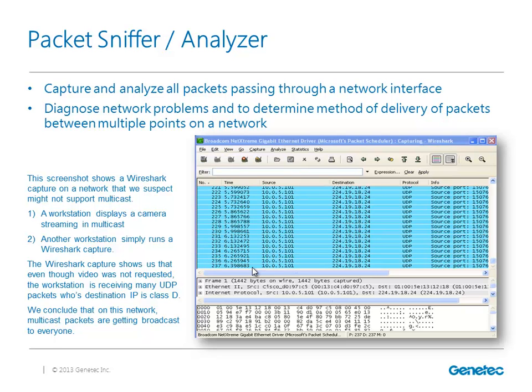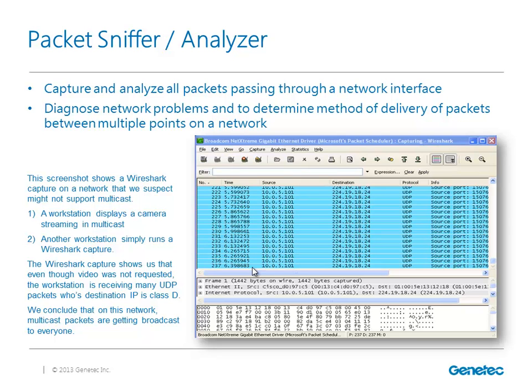Ultimately, Genetec's tech support department will often turn to a packet sniffer as the final troubleshooting tool for network video problems. A packet sniffer, or protocol analyzer, is software that captures and analyzes all packets passing through a given network card. It's used to diagnose network problems and determine method of delivery of packets between multiple points on the network. The screenshot we're looking at is an image of Wireshark, a freeware packet sniffer, as we're troubleshooting a network on which we suspect multicast might not be supported.